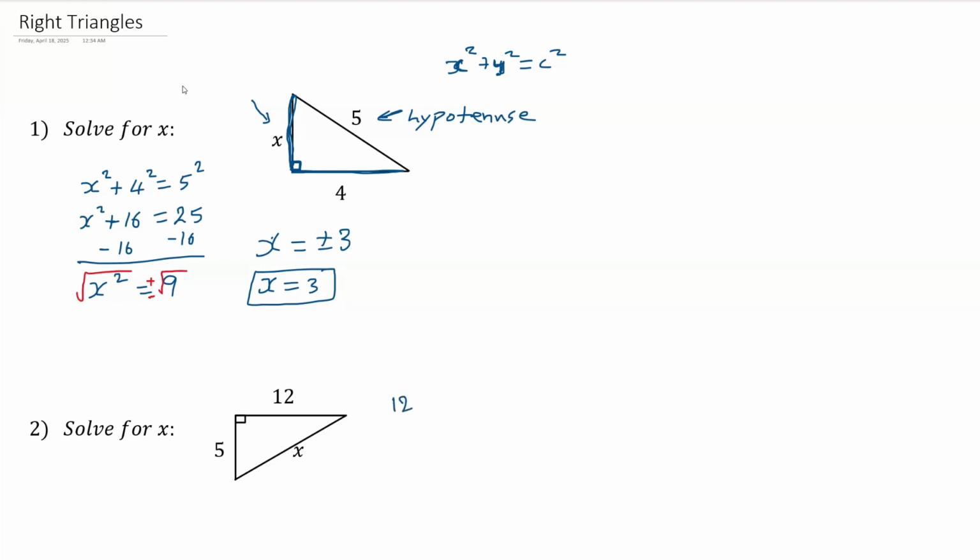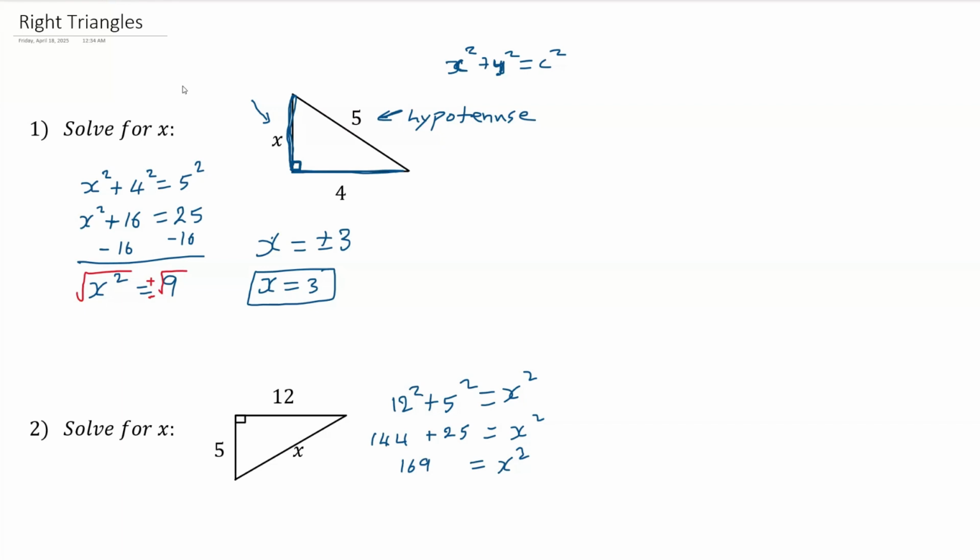So you could say 12 squared plus 5 squared equals x squared. It doesn't matter which one you put first, whether 5 squared or 12 squared. But the hypotenuse does matter. It has to be on one side by itself. So we just solve this the same way. 12 squared is 144, plus 25, and that's equal to x squared. 144 and 25 is 169, and that equals x squared.